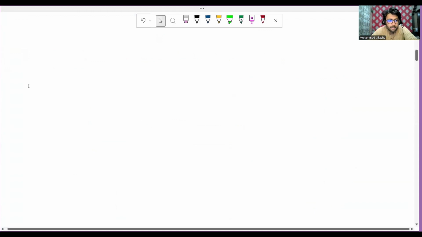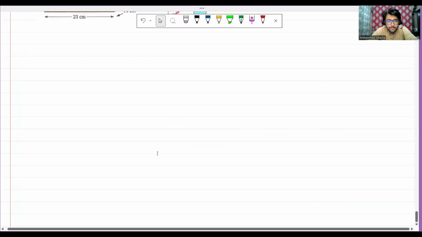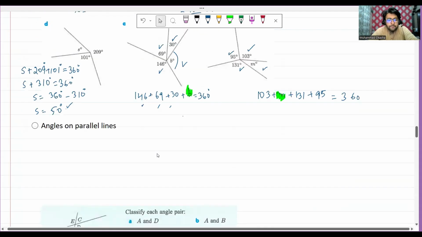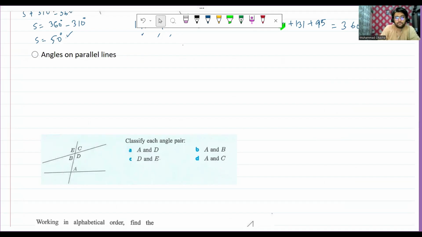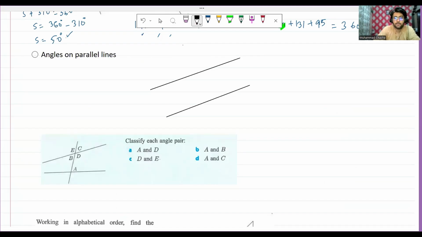Okay, so we're done with angle properties. Let's talk about angles on parallel lines. What are the types of angles on parallel lines? Well, let's say you have parallel lines. These are parallel lines. I'll draw it this way. These are parallel lines, and these are parallel. This is a set of parallel lines.